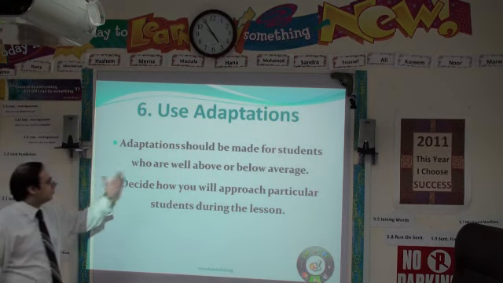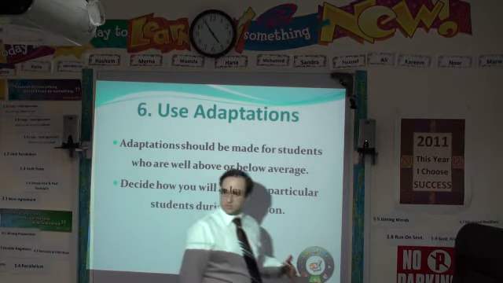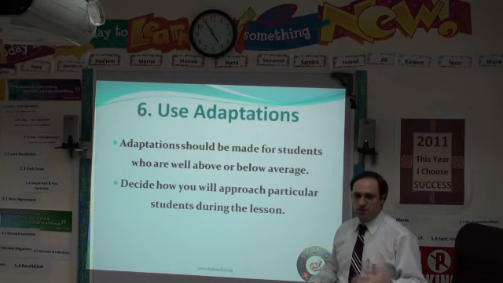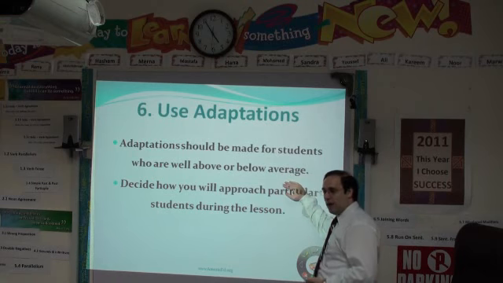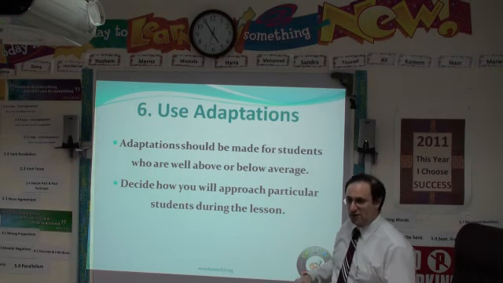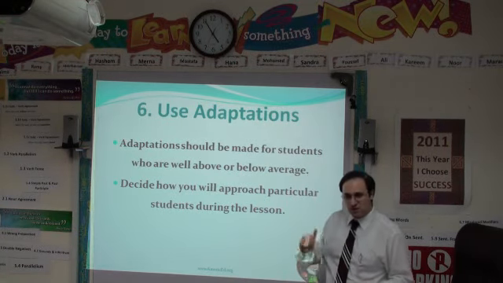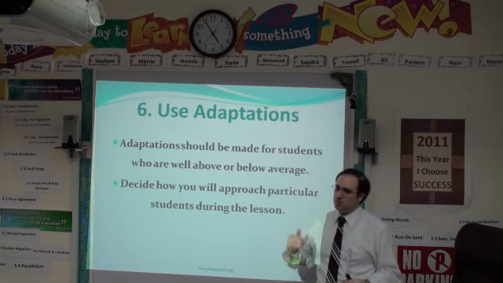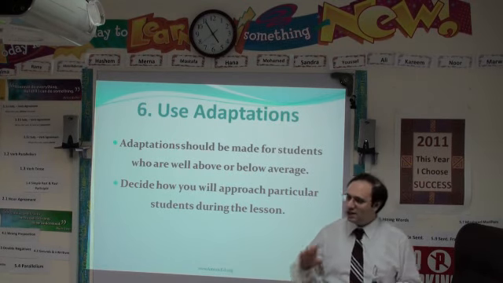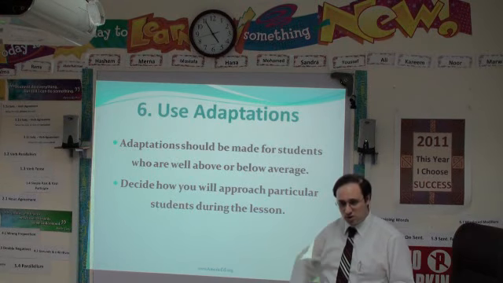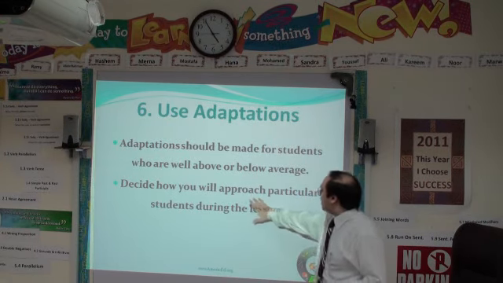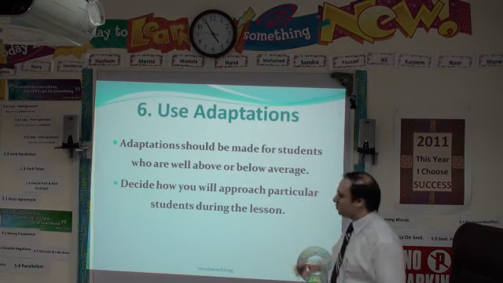I need to give the ones who are well above more challenging questions, extra work to do, something that reaches their level. I need to give the ones who are below average challenging work as well, so that they don't think that I've lost hope. But I need to give it to them gradually. I don't want to give them something too hard so that they don't work at all. I need to focus on these students especially, the ones who are above average and the ones who are below average. And decide how you will approach particular students during the lesson.